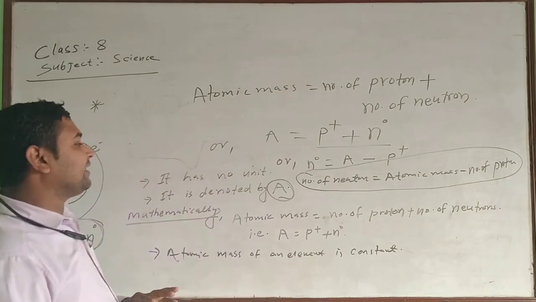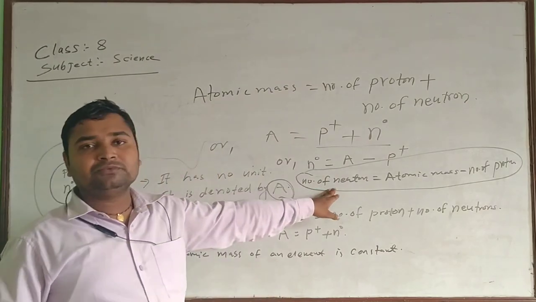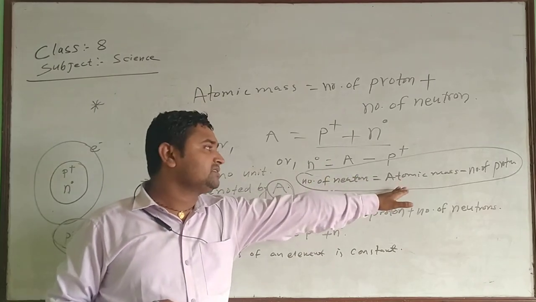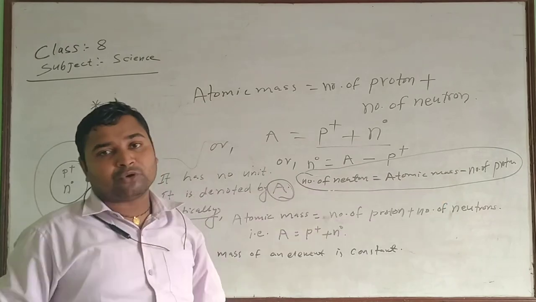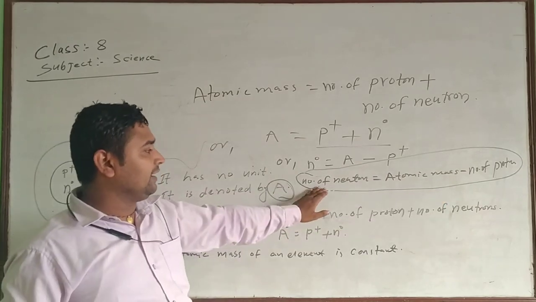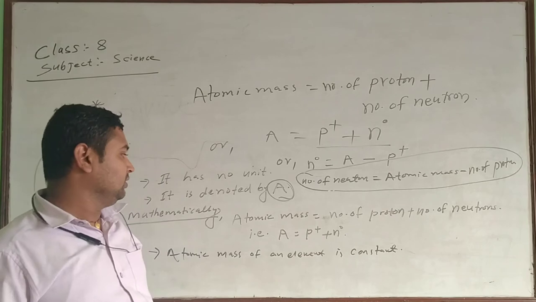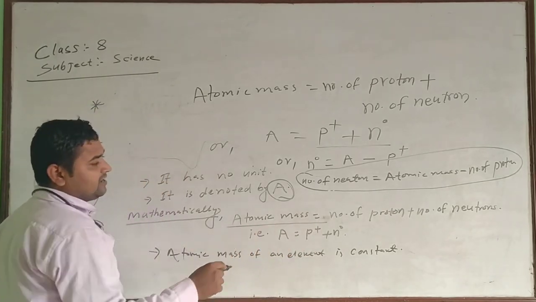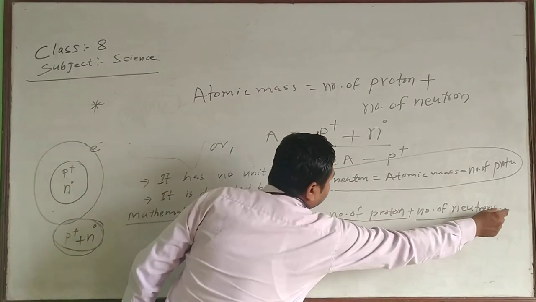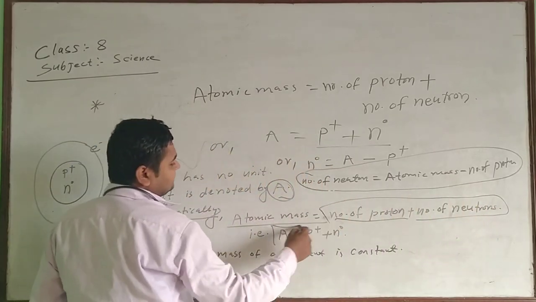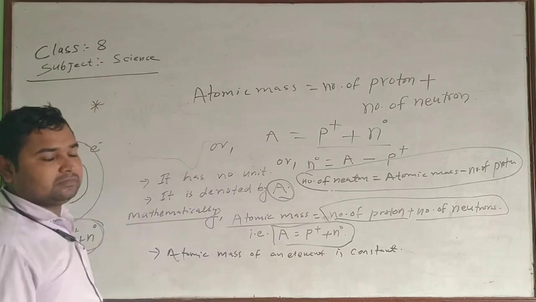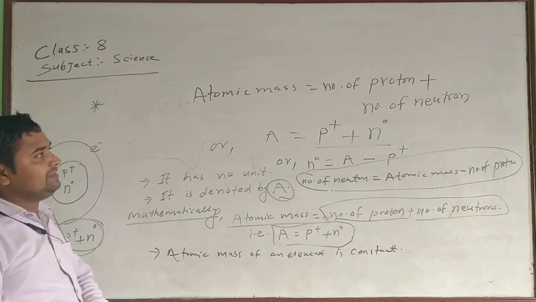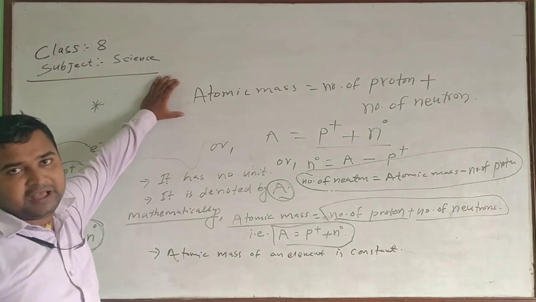And we can also calculate the number of neutrons by subtracting the number of protons from the atomic mass. Mathematically, atomic mass is equal to number of protons plus number of neutrons, that is A is equal to P plus N. In this way, we can easily calculate the atomic mass.